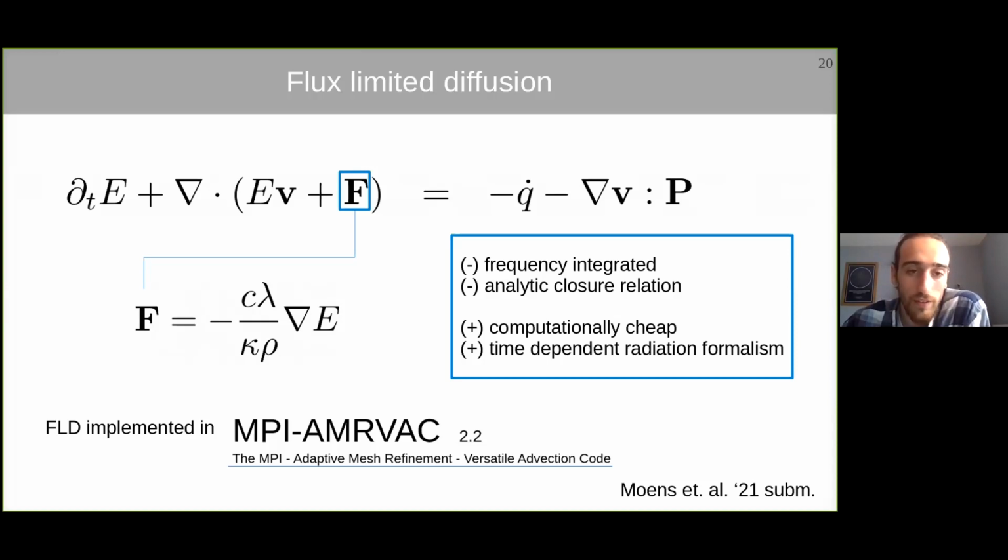So this flux limited diffusion radiation hydro approach has been implemented in the multidimensional MHD code MPI-AMRVAC, which has been developed, or is under development, at the mathematics department at KU Leuven. And the implementation has been described in a recently submitted paper to A&A.